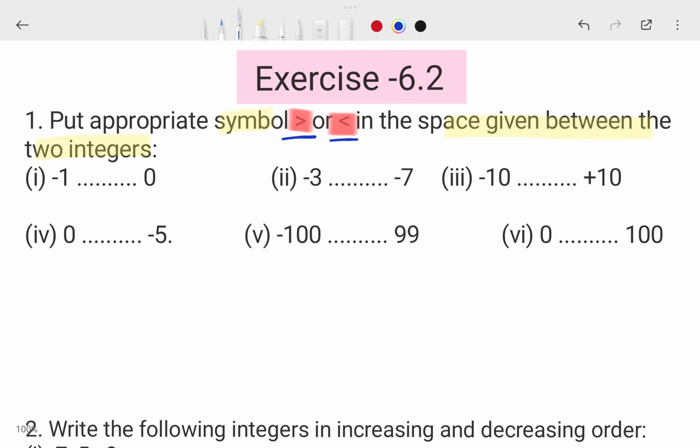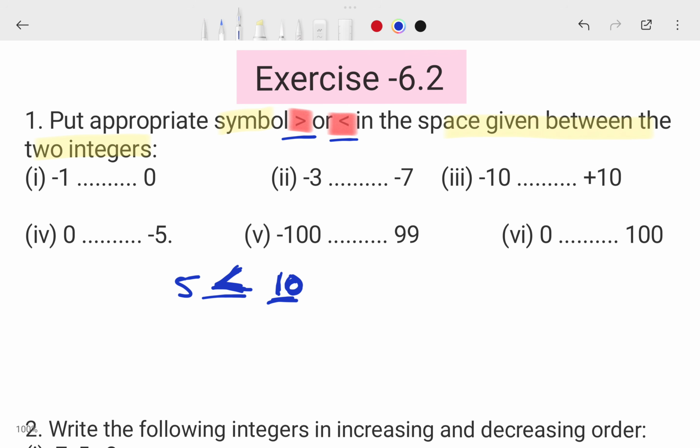So now let's come to the topic. How will we use this symbol? Let's suppose this is 5 and this is 10. Of these two, which is greater? You will say 10 is greater. So do one thing, just take this symbol like that. You will see the mouth is always open on the side of the number which is greater. The mouth is open on that side.